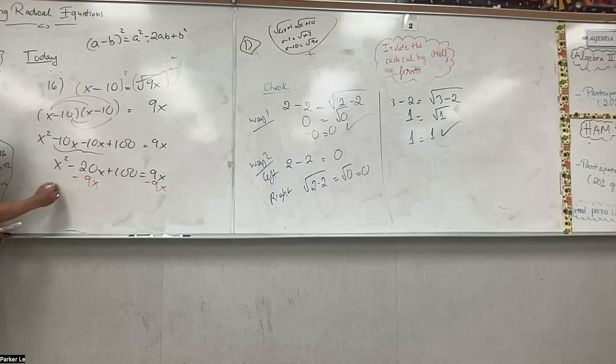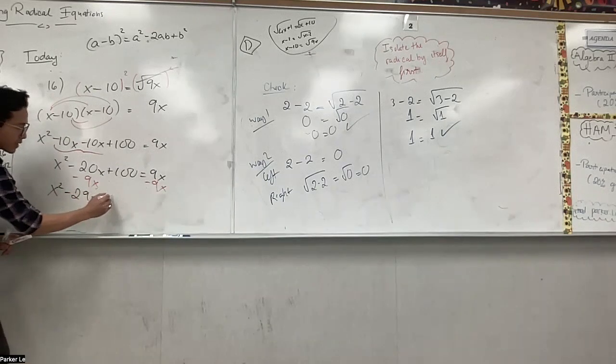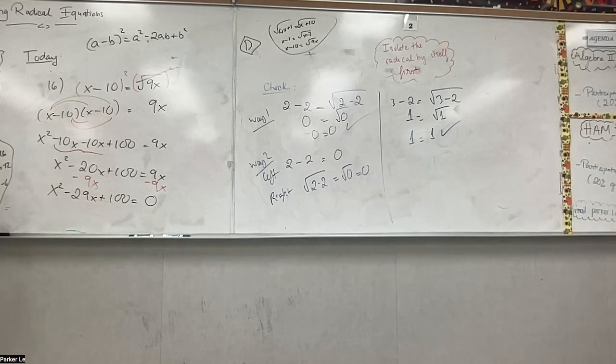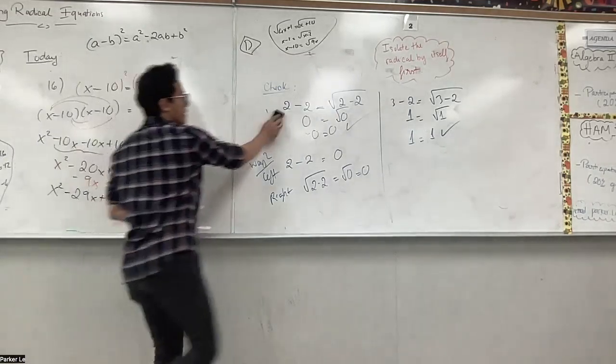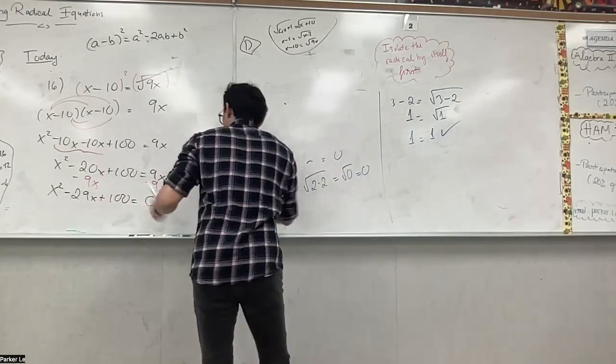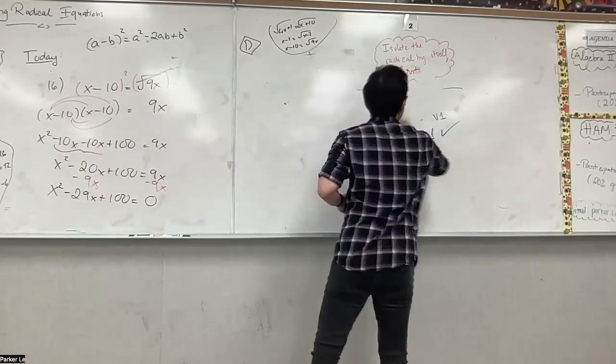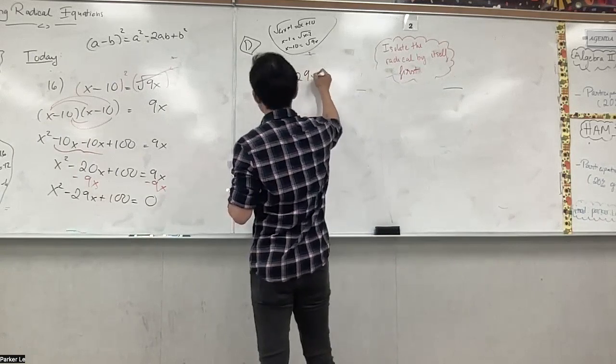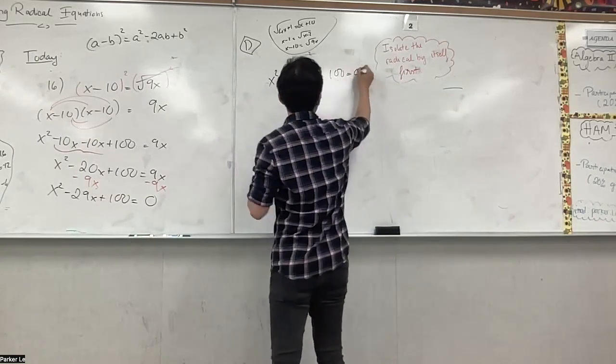All right, so x squared, what is negative 20x minus 9x? Minus 29x plus 100, the right side is 0. Right, you wanna do a combination? Good. Let me write up here so you can easy to see. So I have x squared minus 20x plus 100 equal to 0.